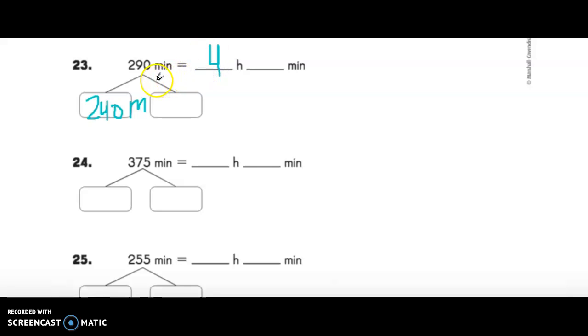And then when we think about how many minutes left, you're thinking 290 minus 240 to be left with 50 minutes. So we're pretty close to being able to get to that next hour, but not close enough.